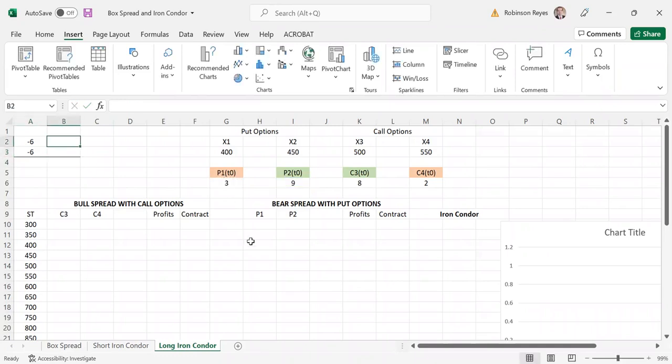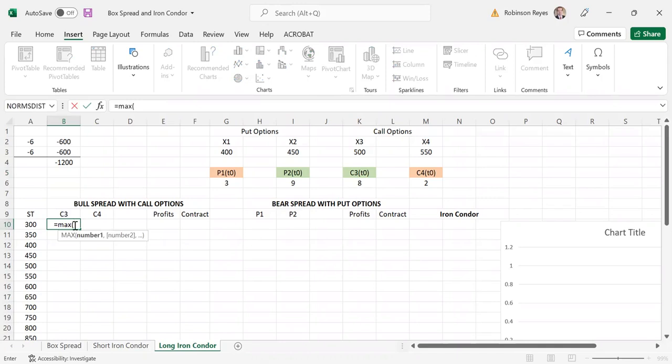If we look at this, we multiply by 100, the number of shares controlled in a contract, and then we add these two, we end up with an outflow of $1,200. So we have to make an initial investment. That's why this is a net long position. We can think about this as a long iron condor. Let's fill up these numbers quickly. So now we are experts.